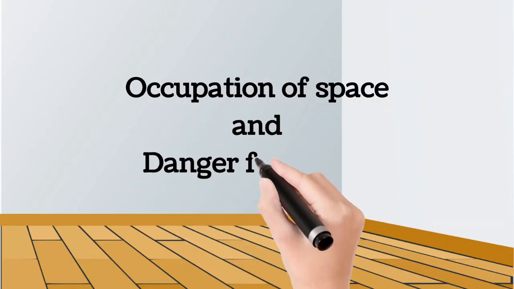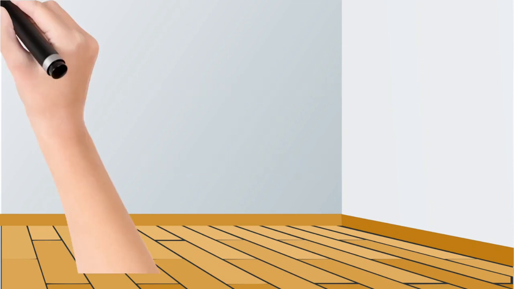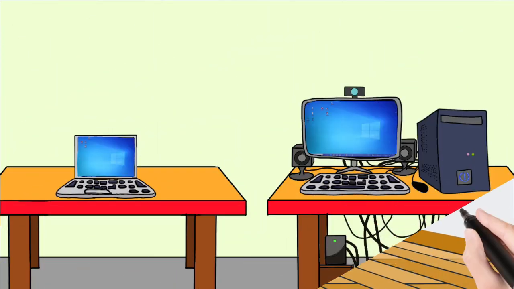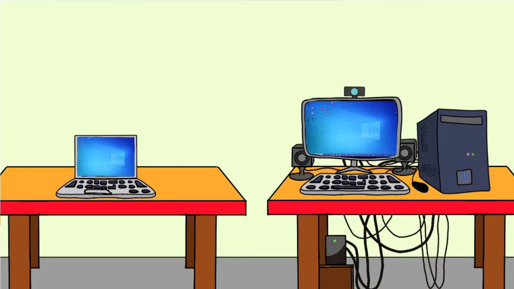Occupation of space and danger from rats. A desktop takes more space than a laptop. There are too many cables in it: power cables to the monitor and the CPU, VGA or HDMI cable between the CPU and the monitor, speaker cables, keyboard and mouse cables. Due to excess cable, there is a danger of rats biting the cables. But there is no such problem with the laptop.